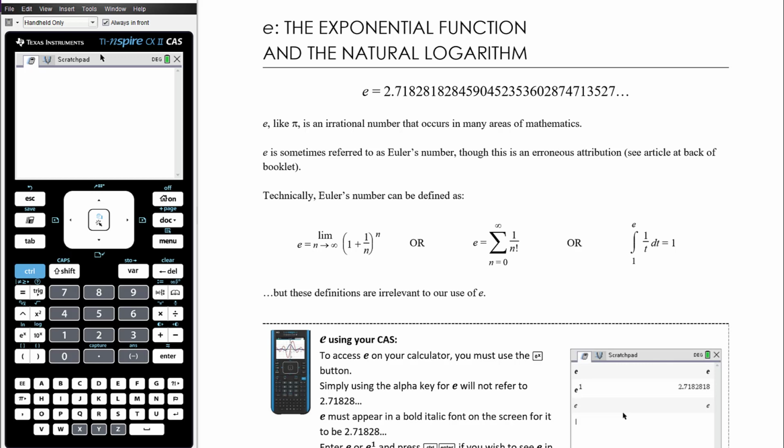e is often referred to as Euler's number, although I believe that it is actually an erroneous attribution, and there's an article on that I've linked on our Canvas page, which talks about the fact that e is no more Euler's number than anyone else's. So an interesting attribution that doesn't seem to be correct.